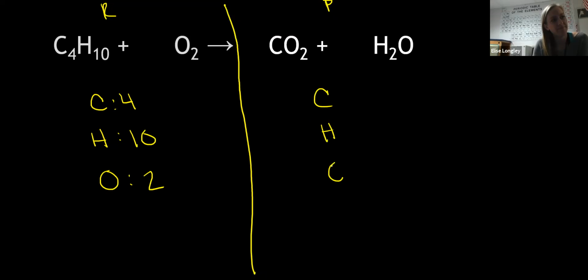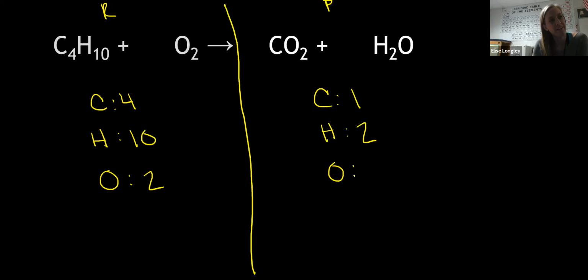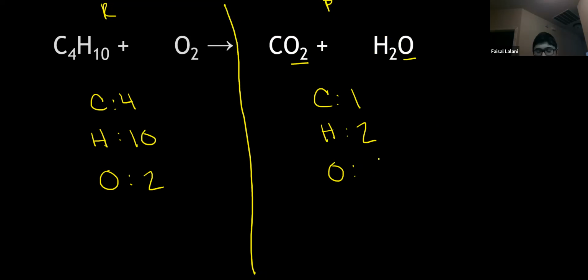Okay, for the products, there's 1 carbon, 2 oxygens, 2 hydrogens. So there's 2 hydrogens and how many oxygens? Oh, here there's 2 oxygens. Sorry, so there's 2 oxygens in CO2. What about this one? 1. So you add those together and you get 3. There we go. That is one of the most common things you can do.